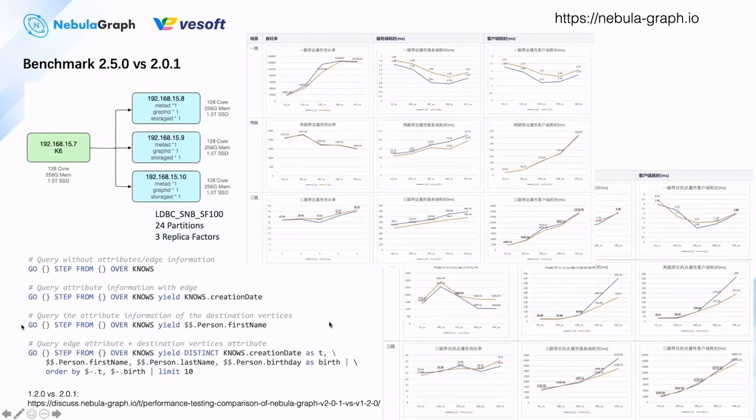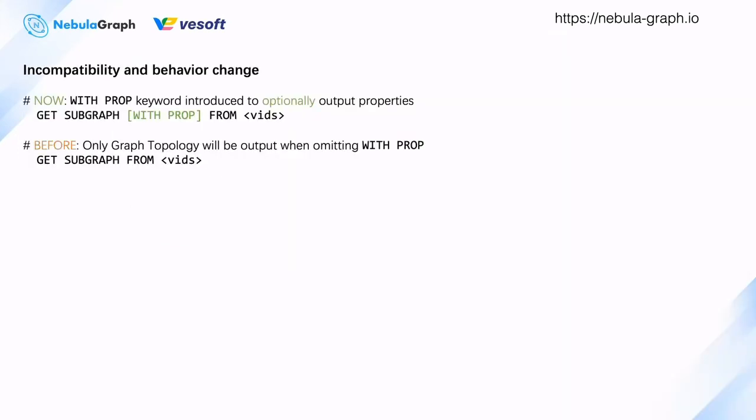The last one is the incompatible behavior change. As mentioned before, now you have to specify the with prop option to get the properties when you are fetching the subgraph. This is a kind of incompatibility because your old query fetching a subgraph, by default, the same query will not have the properties fetched. So this is the only major incompatibility between 2.0 and 2.5.